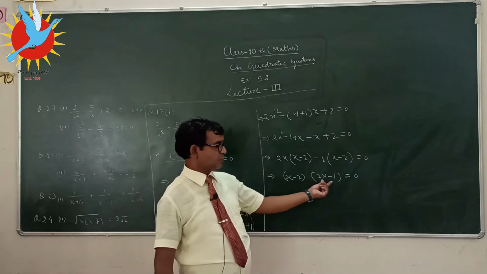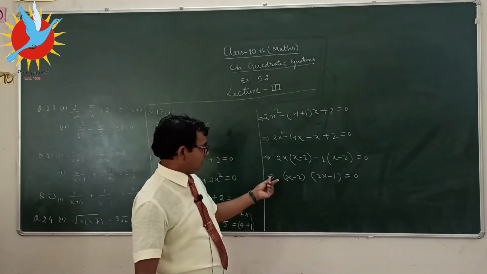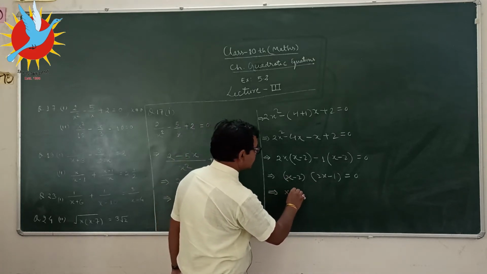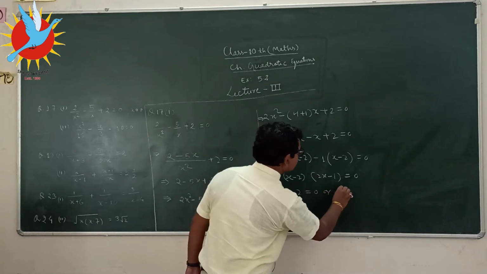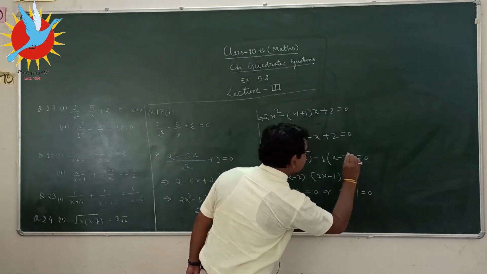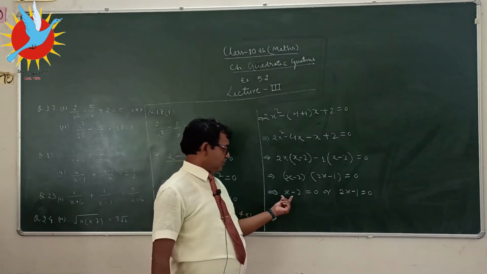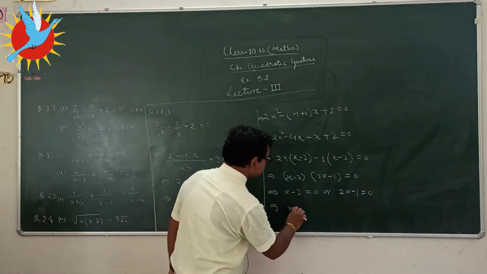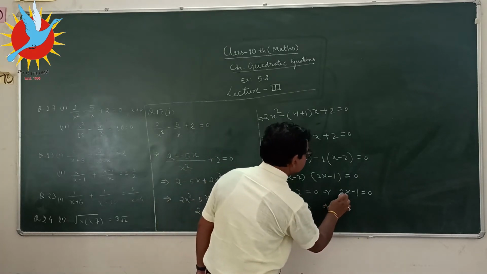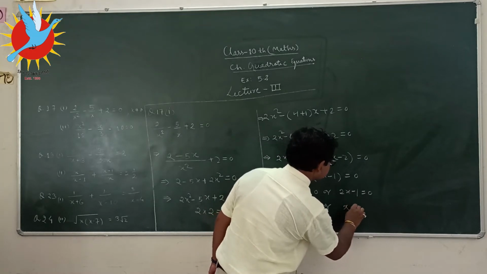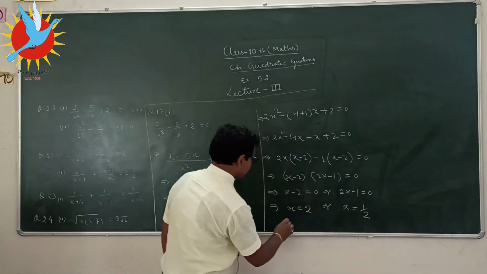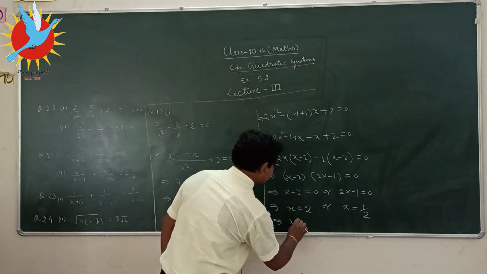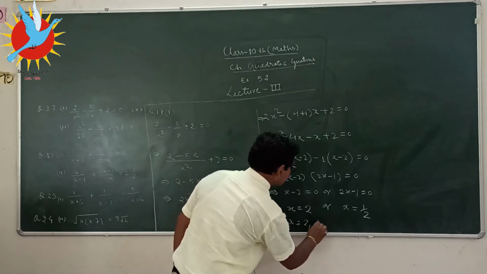Now the product of these two factors is 0. If this is 0 or this is 0, so take x minus 2 equal to 0 or 2x minus 1 equal to 0. Now transpose 2 to the right and solve this. You have x equal to 2, or solve this, you have x equal to 1 by 2. Therefore the solution of this quadratic equation is x equal to 2 and half.